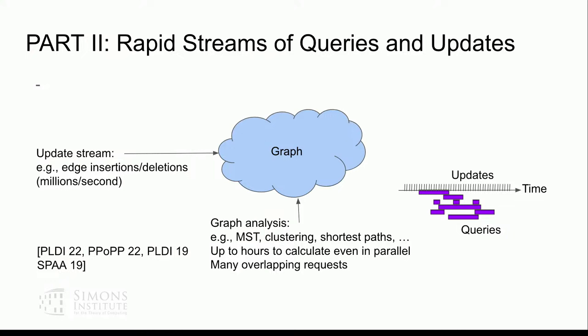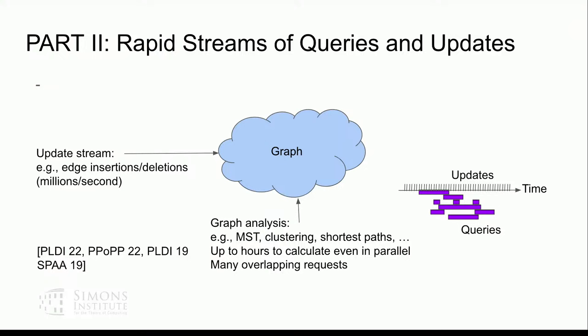We might have a very rapid update stream of individual updates: add a single edge, delete a single edge, et cetera. And then we might want to look at this graph and do various analysis on it. It's not really a dynamic algorithm. I'm not maintaining an MST; instead I want to look at this graph and calculate the MST, or calculate some clustering. I want to query this graph.